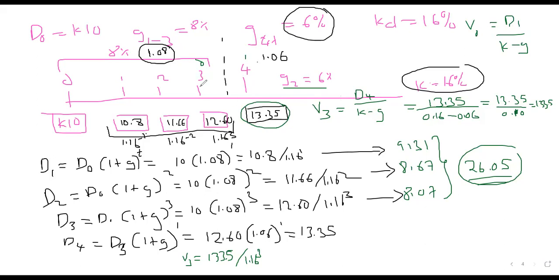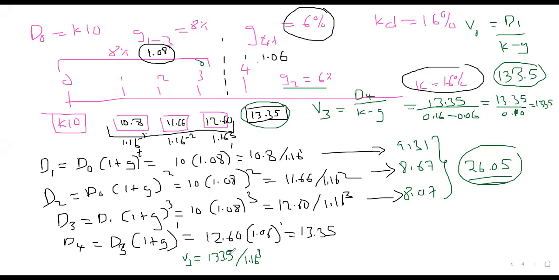So we want to find the value of stock as of year 3. V3 is equal to D4, which is this figure, 13.35, over K minus G. The K was 16%, the growth was 6%, so 16% minus 6% is 10%. So 13.35 divided by 10%, we get 133.5. Remember, this 133.5 is the value of stock as of year 3.